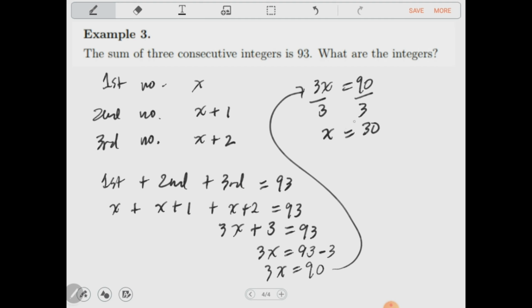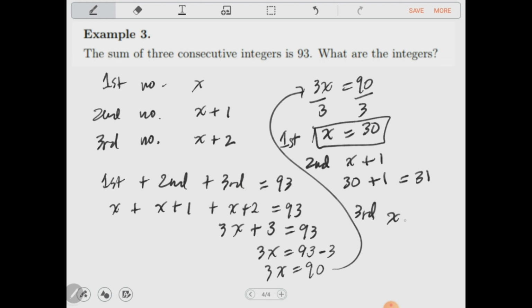So it means that your first number is 30. Second number will be x plus 1. Just substitute. So you have 30 plus 1. That gives you 31, your second number. Okay. So your third number will be x plus 2, substitute again, 30 plus 2 gives you 32. So therefore, your consecutive 3 integers are 30 plus 31 plus 32, and if you're going to get the total of this, came up with 93. So your answer is correct.